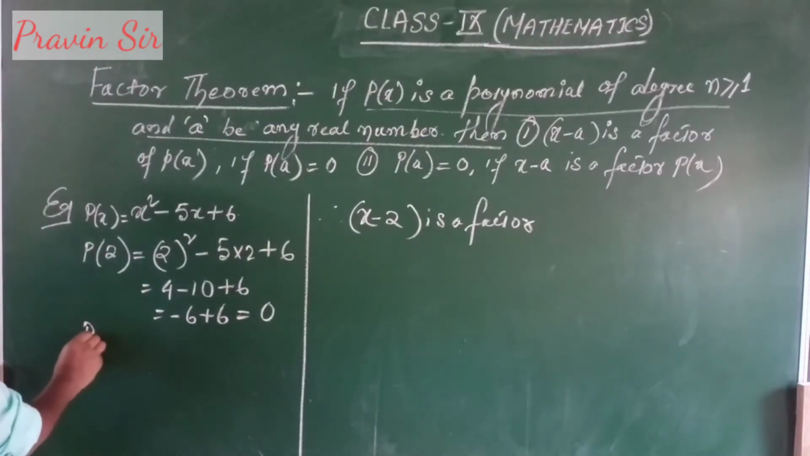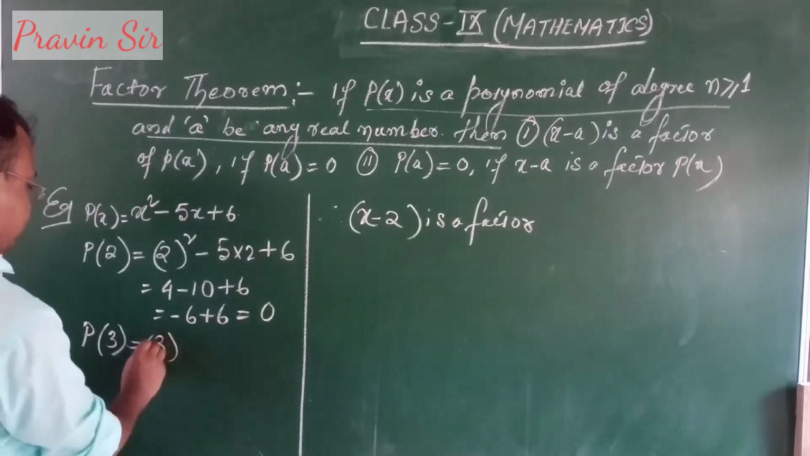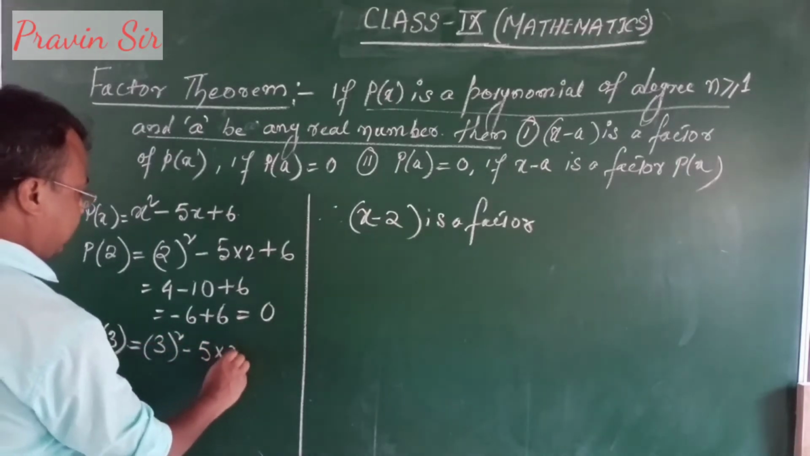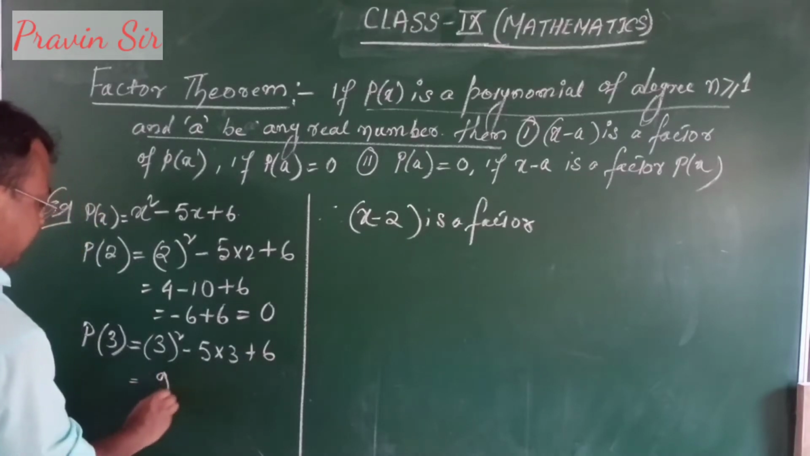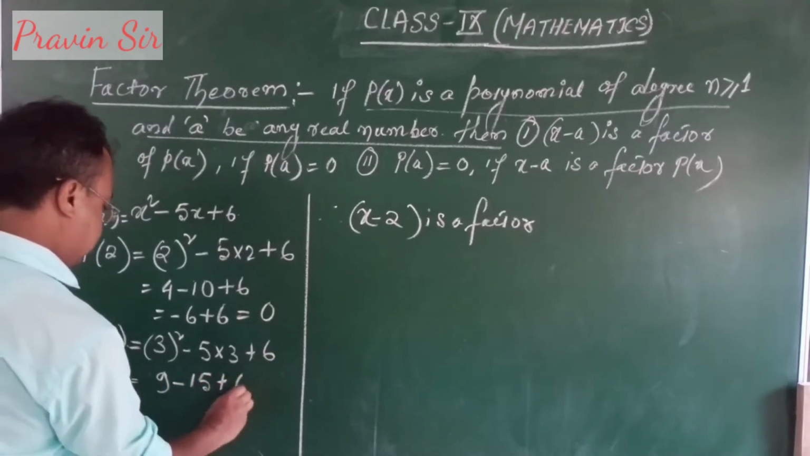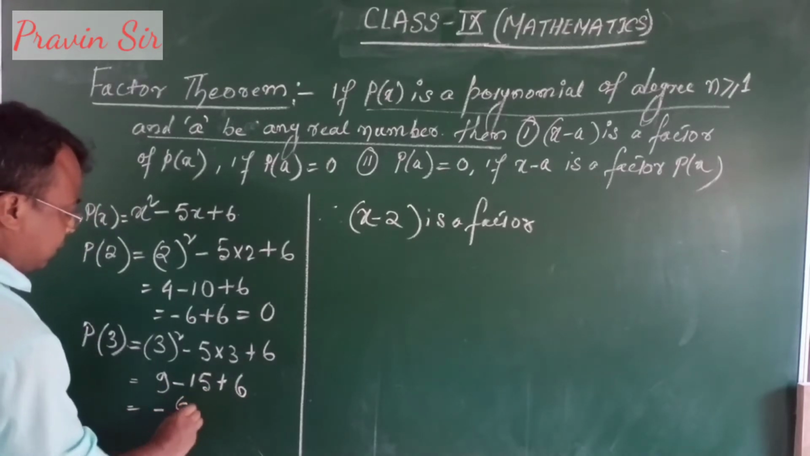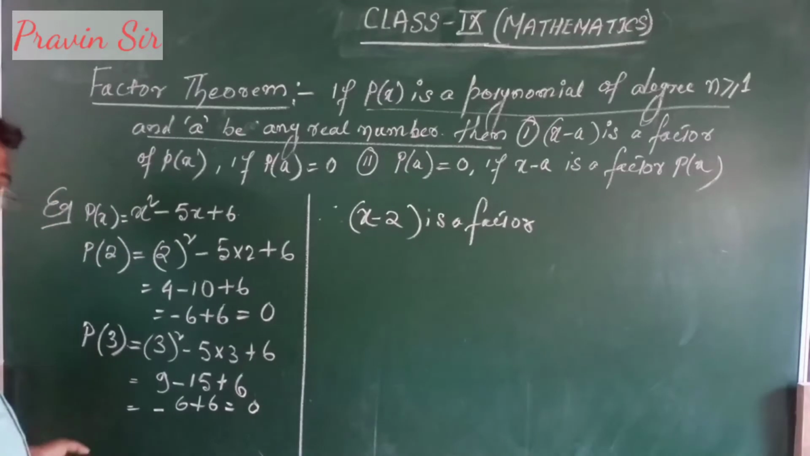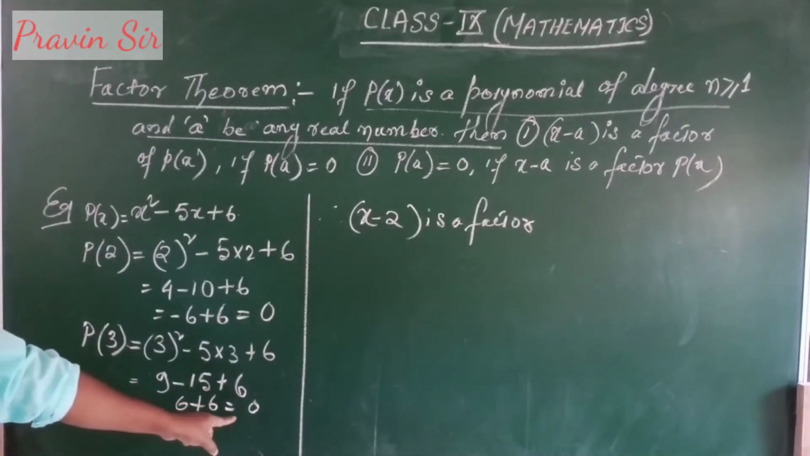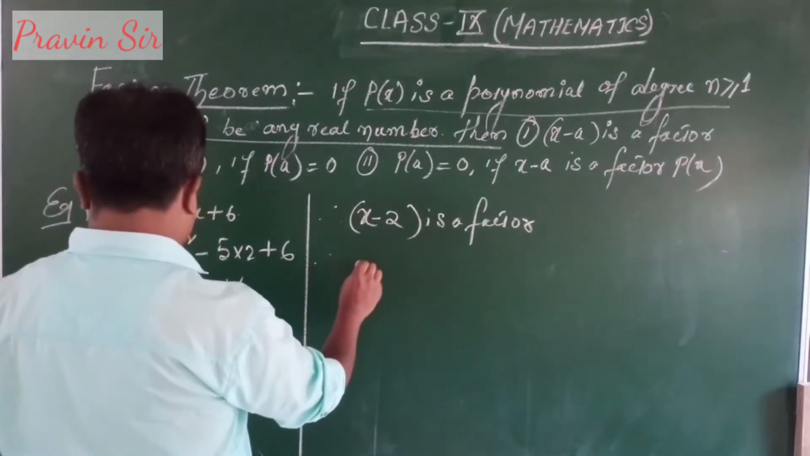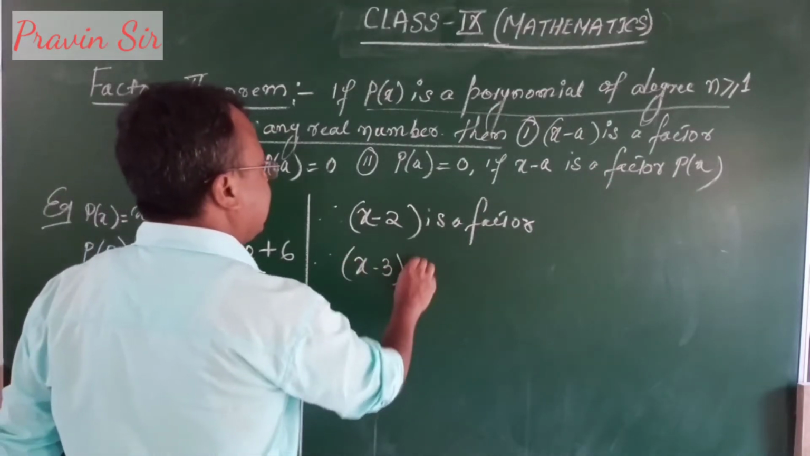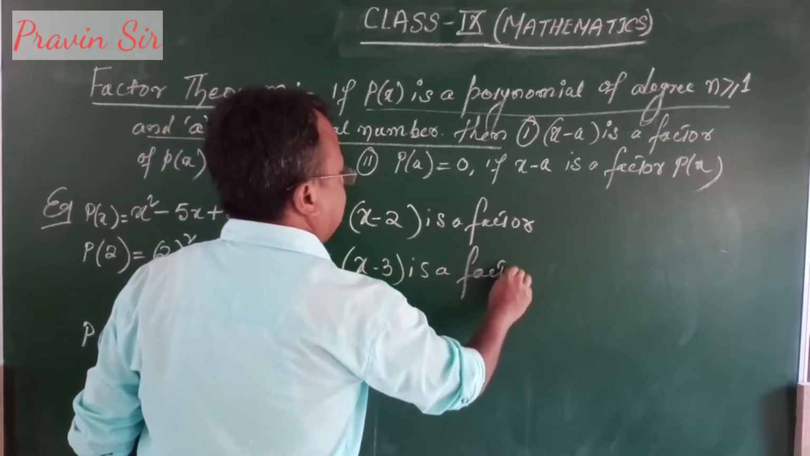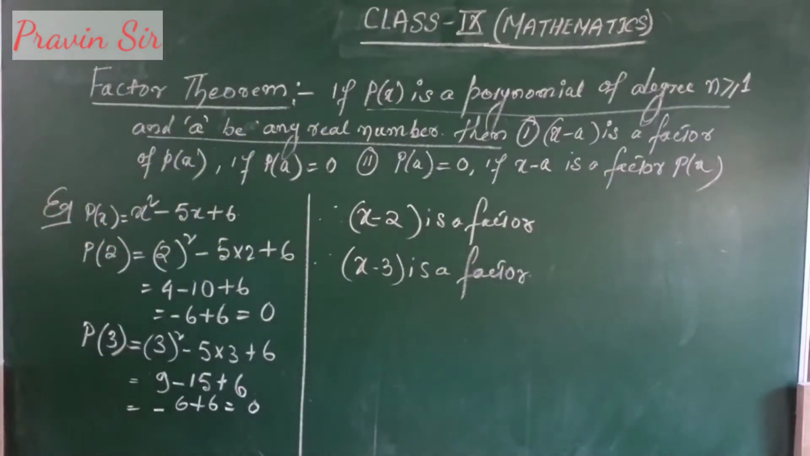Let us try to put 3 here in place of x. So 3 squared minus 5 into 3 plus 6. So it is 9 minus 15 plus 6. 9 minus 15 is minus 6, then plus 6, so it is equal to 0. After putting 3 also I am getting the answer 0. So what does it mean? Therefore x minus 3 is a factor. So we are getting 2 factors. What are the 2 factors here? One is x minus 2 and another one is x minus 3.